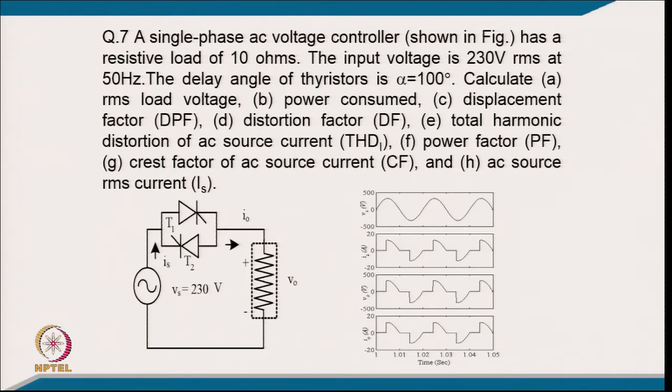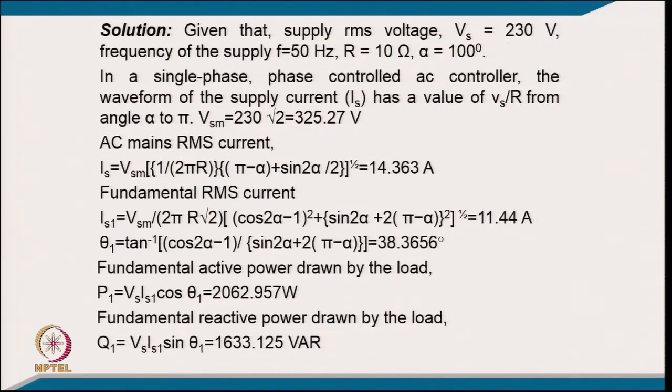So, after keeping the value of alpha equal to 100 and simulating, you will find this kind of waveform, typically of supply current, then load voltage because it is a resistive load, and then this is the output current because they are in series, so both will be the same. Coming to the numerical part, given that supply RMS voltage is 230 volt and frequency is 50 hertz, resistance is 10 ohm and firing angle of the thyristor of AC voltage control is 100 degree.